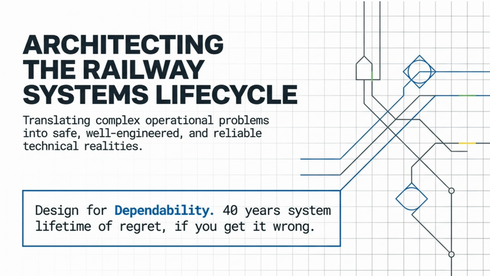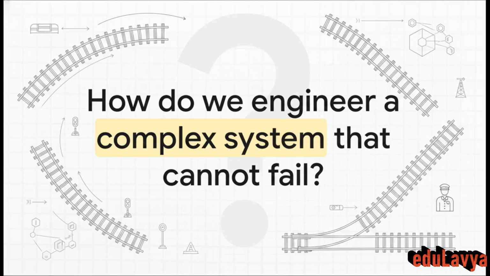We're going to break down the exact frameworks used in railway control and communications to guarantee that every single journey is a safe one. So, how do we engineer a profoundly complex system that literally cannot fail? A railway is a massive web of interactions. You've got signaling, telecommunications, rolling stock, human drivers, and control centers all talking to each other at high speeds.